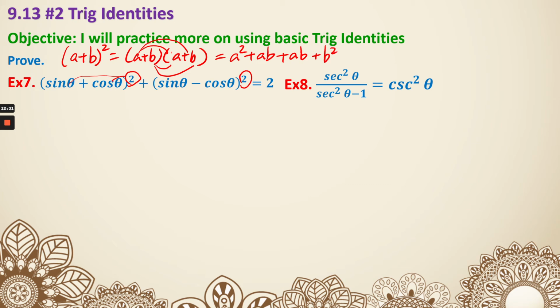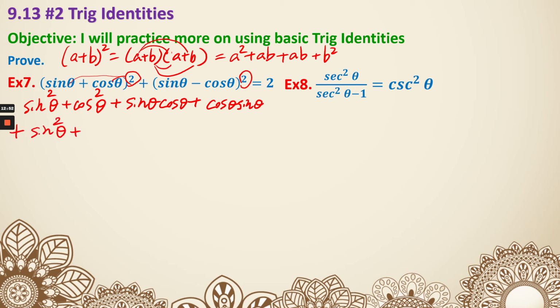Now for this question, I'm going to follow the same thing. Basically, my a is my sine, my b is my cosine. So I would have sine theta squared plus cosine theta squared plus sine theta cosine theta plus cosine theta sine theta, which are actually the same. And that's the first parenthesis. As for the second parenthesis, you have sine theta squared plus cosine theta squared, then minus sine theta cosine theta, then minus another cosine theta sine theta.